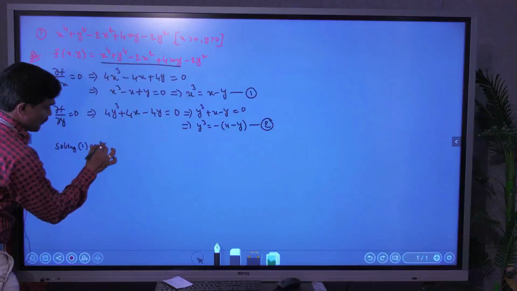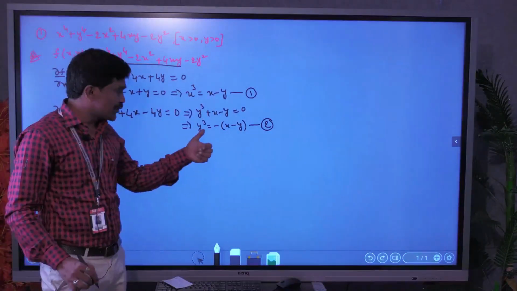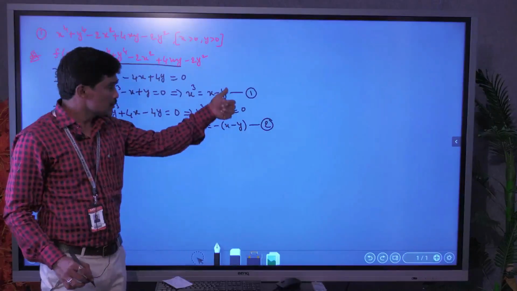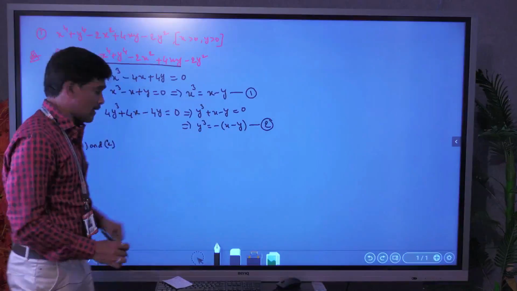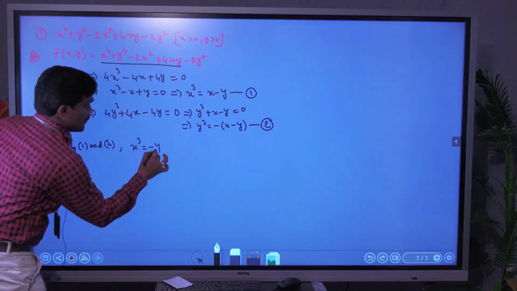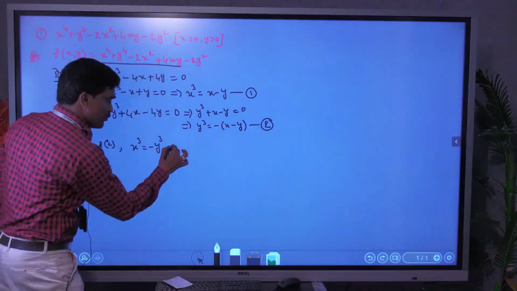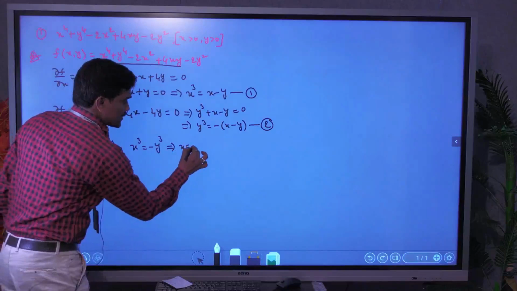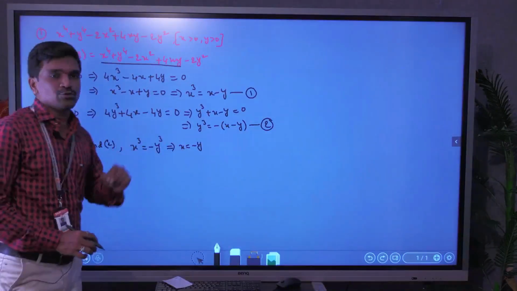What are the conditions 1 and 2? Here x cube is equal to x minus y, and here y cube is equal to minus of x minus y. So from 1 and 2, on the right hand side we have x minus y, so we get x cube is equal to minus y cube. That implies x is equal to minus y. Right? So we get x is equal to minus y.